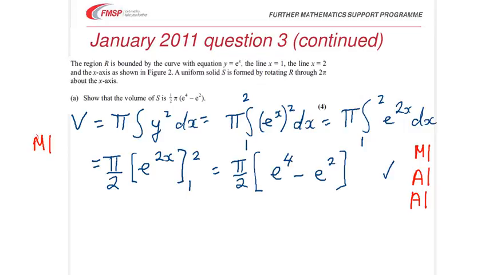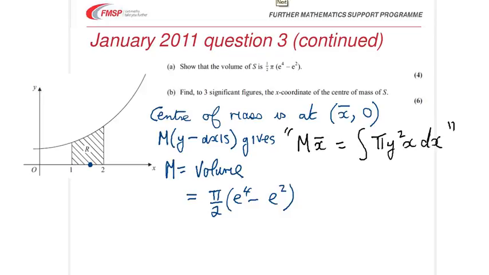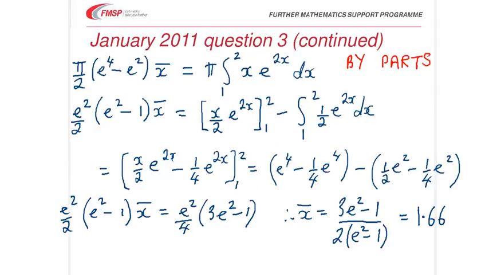And then on the second part, again, there was a method mark for quoting the form of this in black here, this statement about the centre of mass. As far as the integration is concerned, then, we had another method and accuracy mark for carrying out the integration by parts and getting the correct answer on the right hand side, and a final accuracy mark for getting the right answer for x bar.